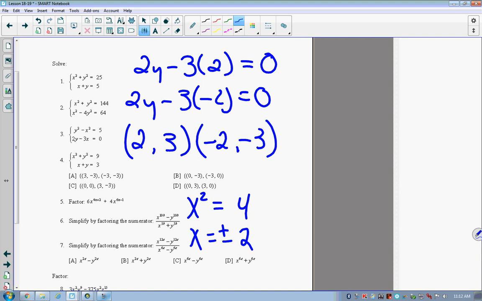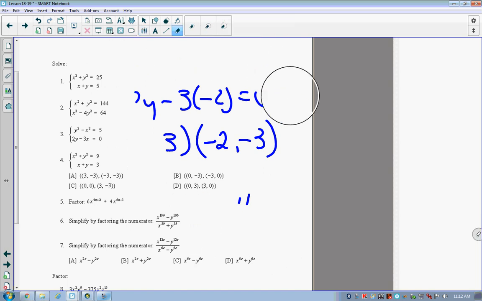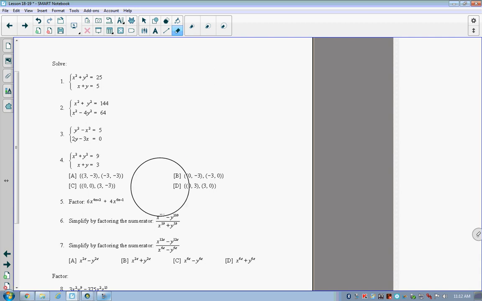All right, do we understand how to solve these? Okay, there are some very specific steps. Okay, let's keep on moving. Okay, that covers all of 1 through 4. Let's see, number 5.